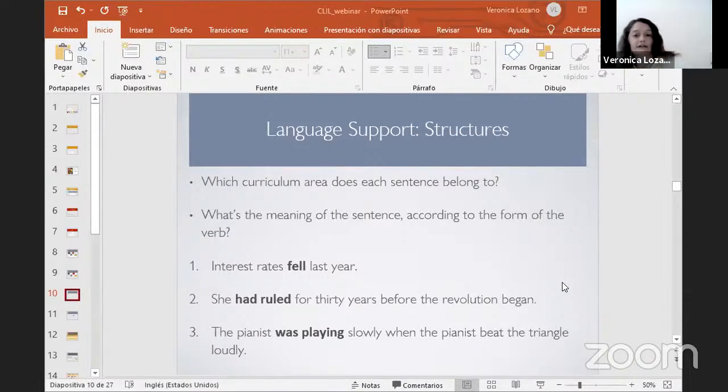Now, let's look at the second question. What's the meaning of the sentence according to the form of the verb? So we already mentioned these are past tenses, but what's the meaning? Because these are different types of past tenses. So what's different? What do you think? What is the meaning of each one? Any ideas on the meaning of number 1, interest rates fell last year? Is this a finished action or an ongoing action?